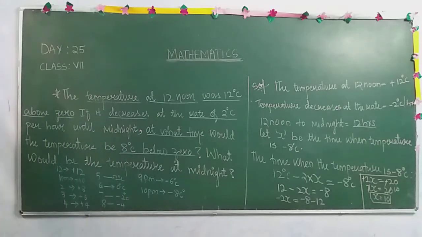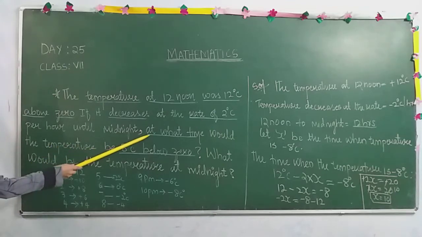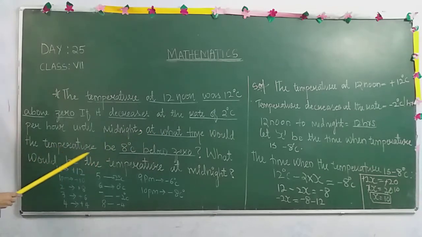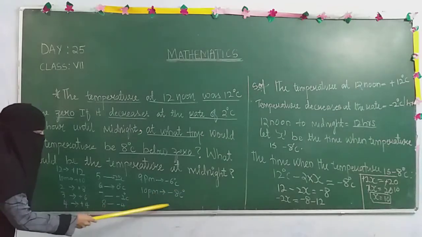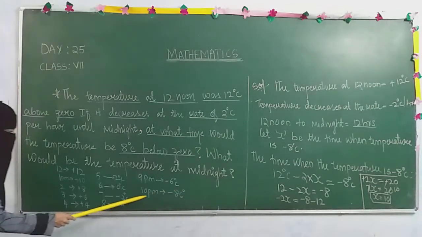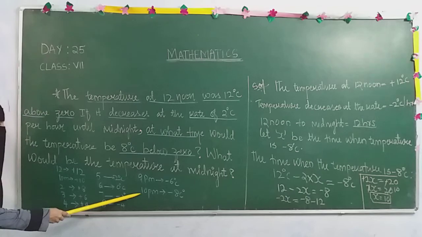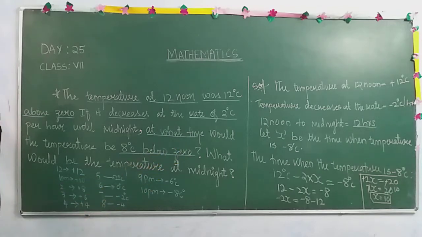This is one of the alternate methods also. Here we are tallying whether we got the correct answer or not. The information given is: at what time would the temperature be 8 degrees centigrade below 0? Below 0 means the temperature is minus 8 degrees centigrade. When the minus 8 degrees centigrade temperature comes, yes exactly, at 10 pm it comes. That is what we have calculated over here.